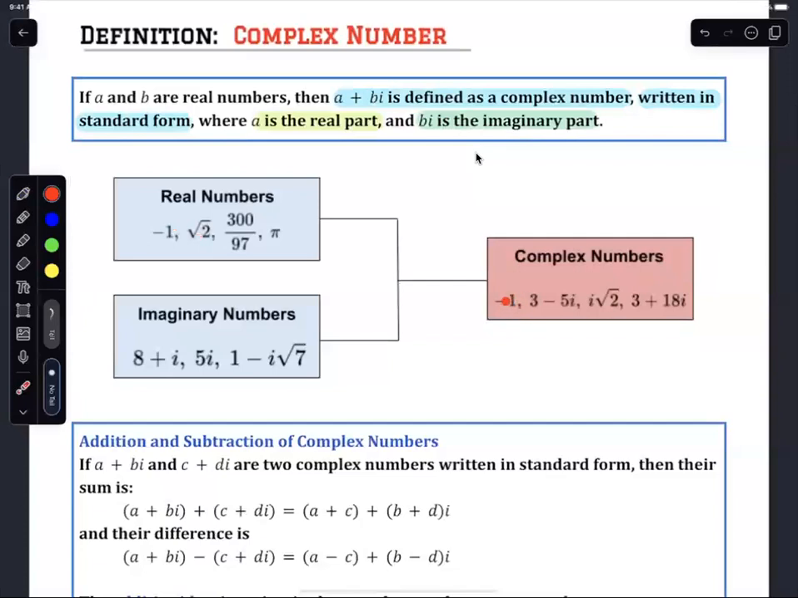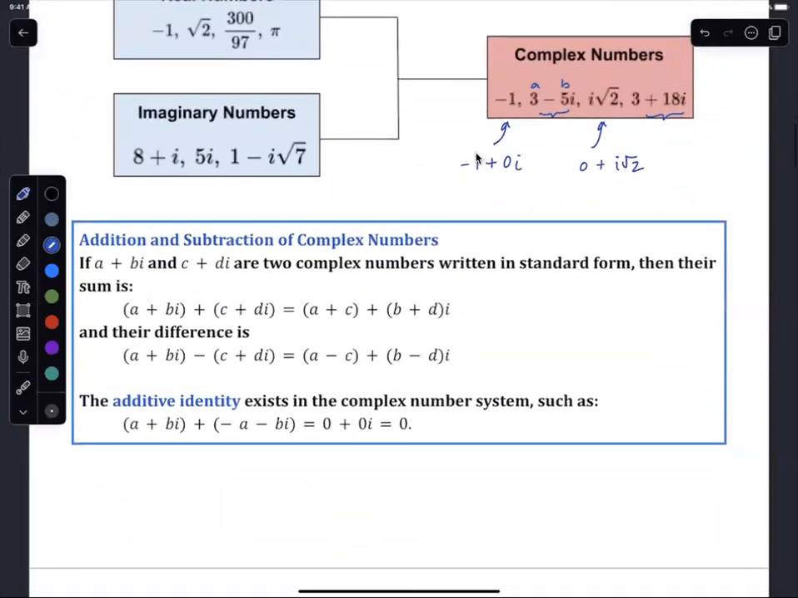This number right here doesn't have an i, but we can think about it as -1 plus 0i. And then this obviously has an a and a bi. And this is the same thing as 0 plus i square root 2. So it has a real part and an imaginary part. And then this one obviously has a real part and an imaginary part.